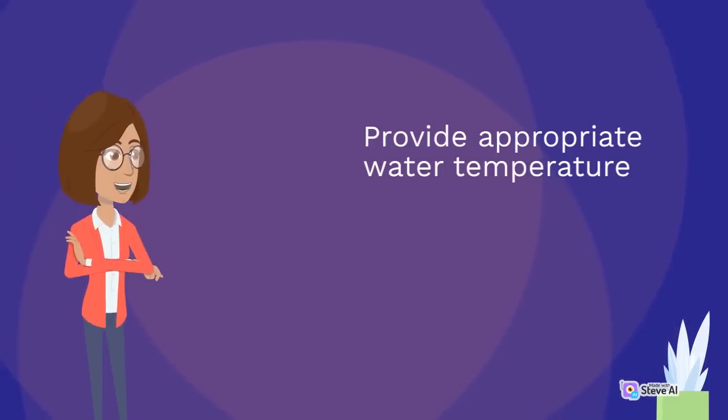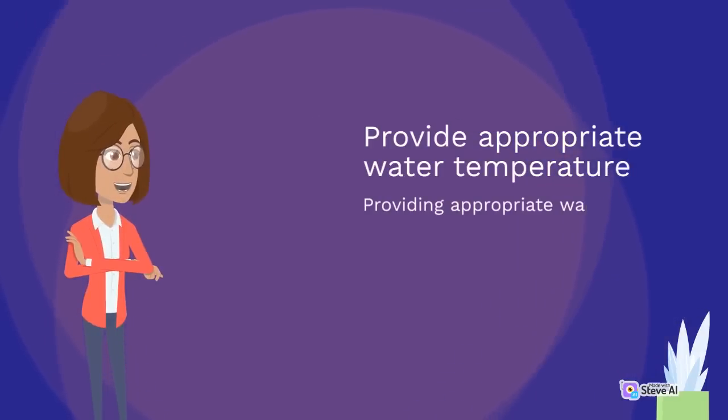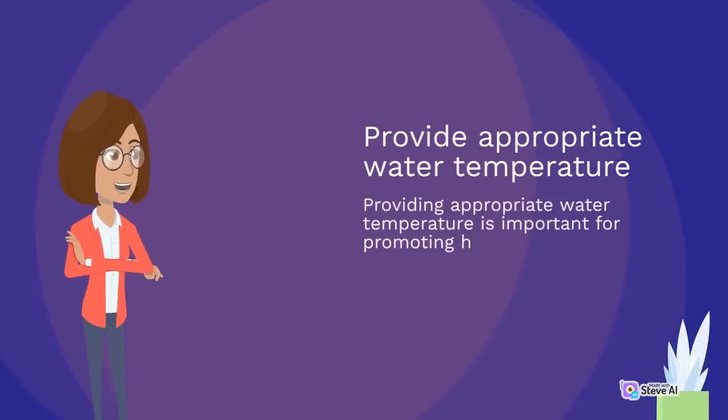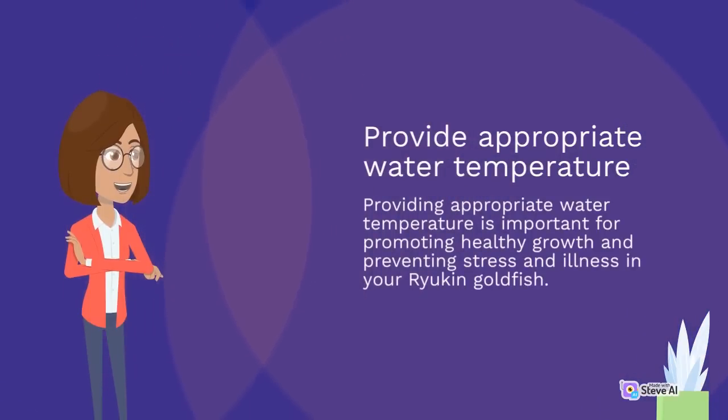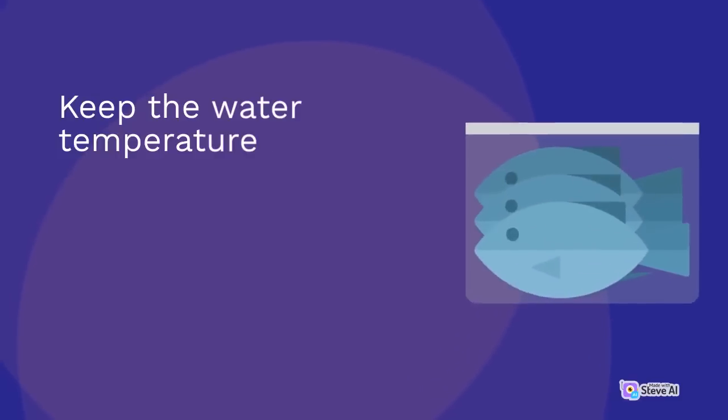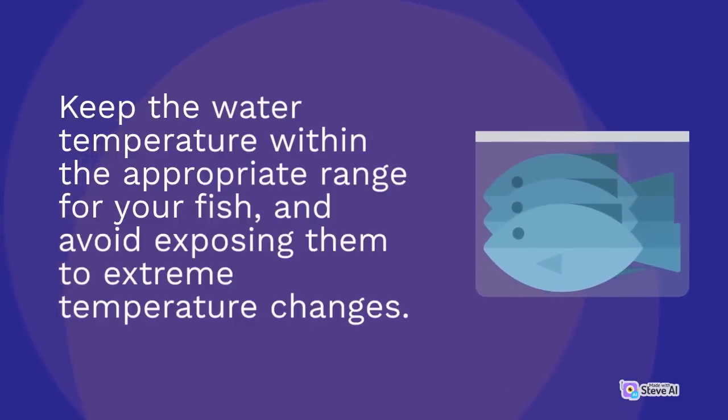Provide appropriate water temperature. Providing appropriate water temperature is important for promoting healthy growth and preventing stress and illness in your Ryukyu goldfish. Keep the water temperature within the appropriate range for your fish and avoid exposing them to extreme temperature changes.